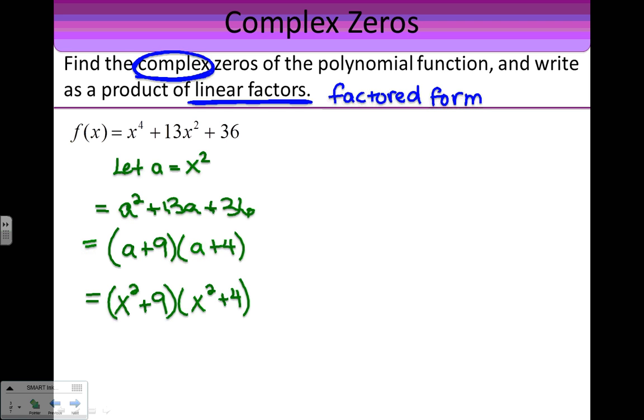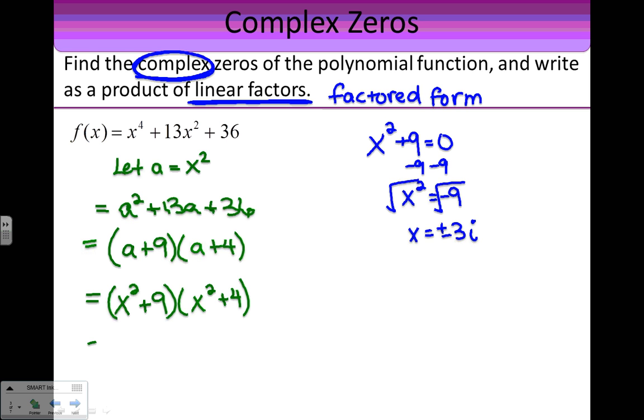But if we come over here to the side, I can solve it out to find what my zeros are and my factors are. So subtract 9 from both sides and take the square root. I get x equals positive negative 3i. So my x squared plus 9 is going to split into x plus 3i, x minus 3i.